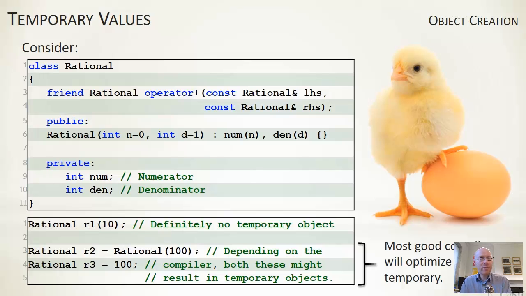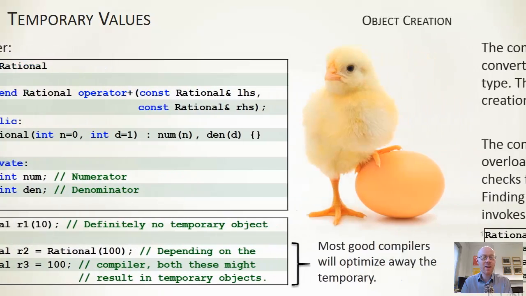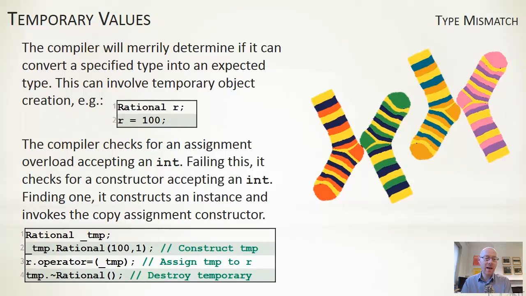How do these things come about? It really comes down to implicit conversion. So we can see the example here of rational R, and R is equal to 100. The order in which the compiler will do this, if you have the line R is equal to 100, is it's first going to check to see if R has an overloaded assignment operator which accepts an integer. So we can assign one R equal to another R.